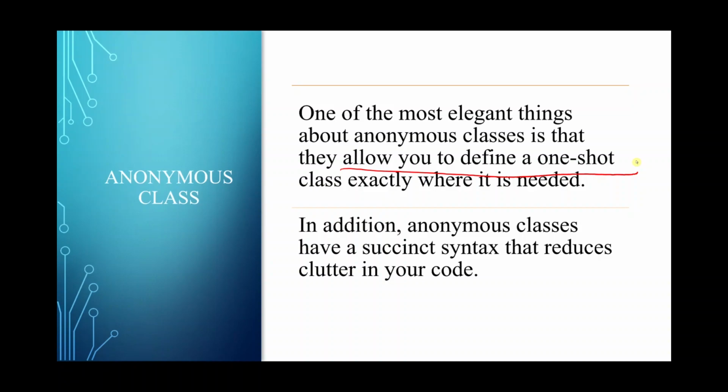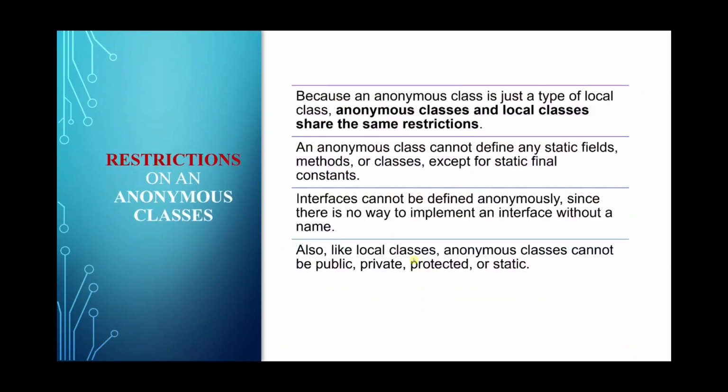So we're going to do that, instead of creating a whole new class outside and creating an object out of it. We can do that in a function call, in a method call. In addition, anonymous classes have a succinct syntax that reduces clutter in your code. Anonymous classes are just a type of local class. Anonymous classes and local classes share the same restrictions. We are going to have some differences, but they share pretty much the same restrictions.